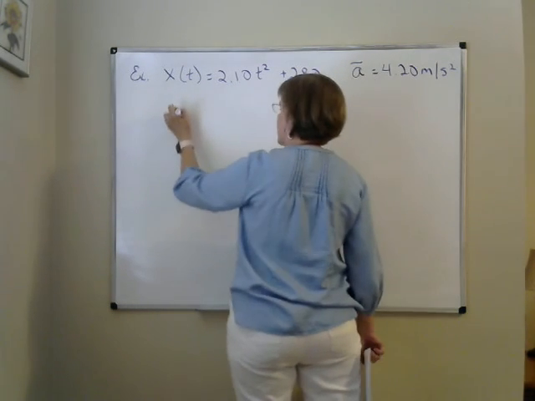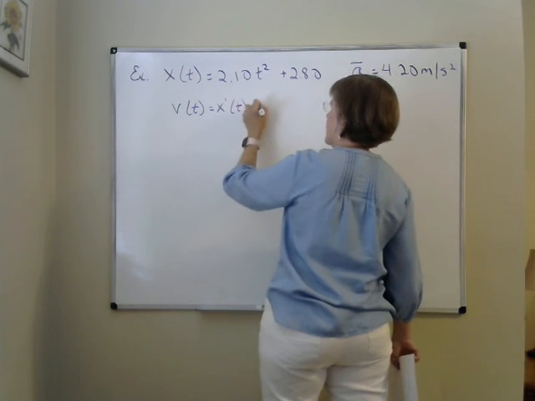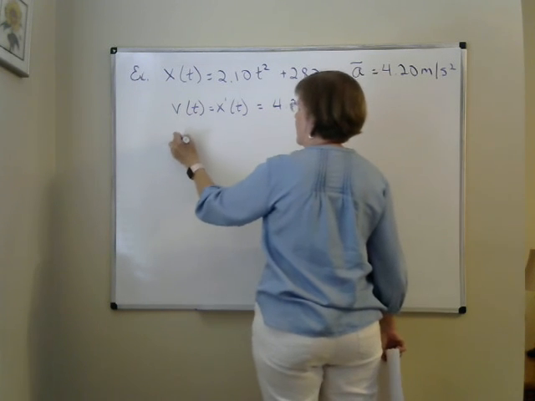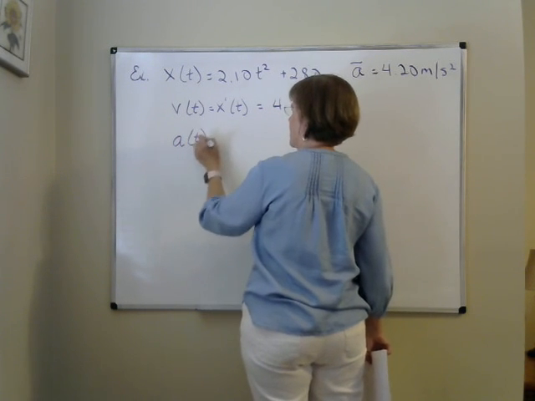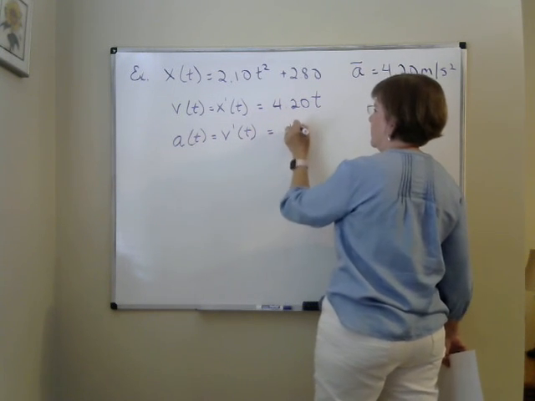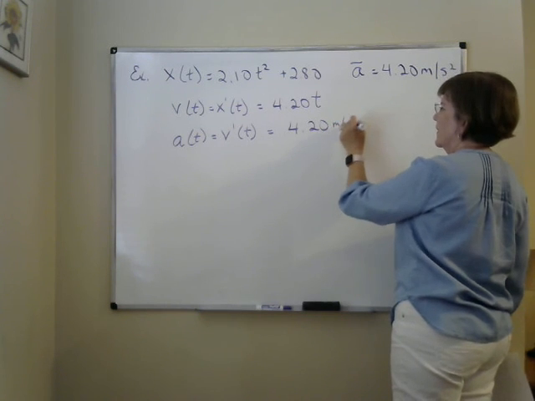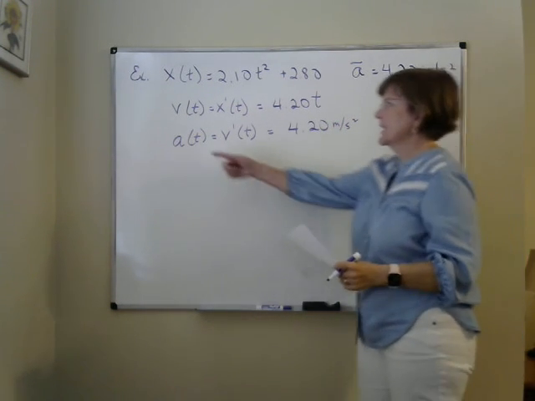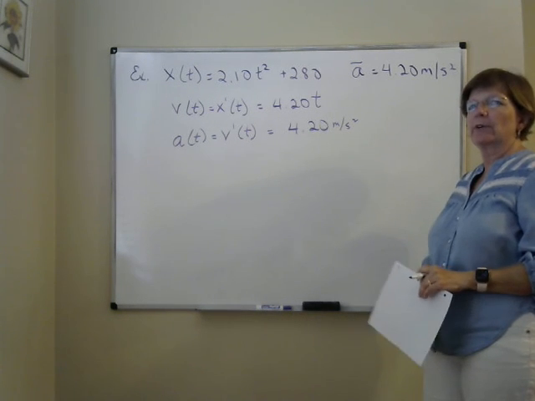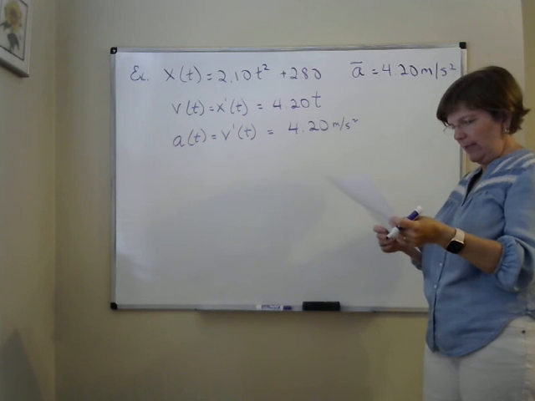The velocity function is just the derivative, so that was 4.20t. And the acceleration is the derivative of the velocity, which would be 4.20. Notice this is not actually a function of t, so we had a constant acceleration of 4.20 meters per second squared, as well as an average of 4.20 meters per second squared.